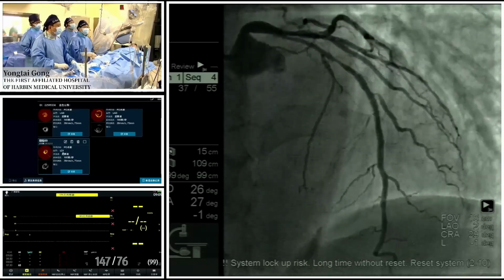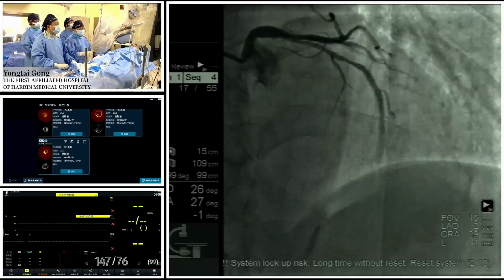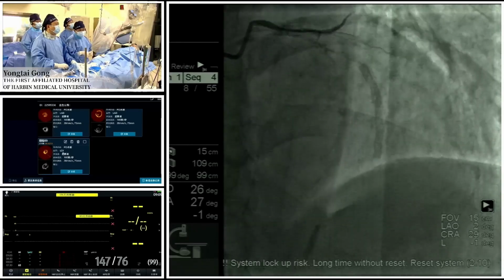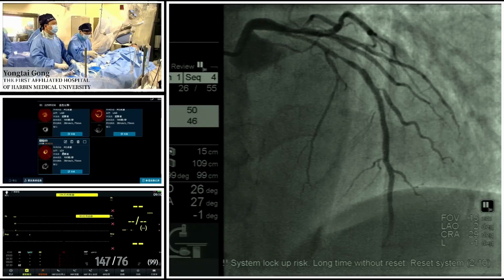Okay, firstly, for this case, we will perform intravascular imaging with an IVUS and OCT integrated imaging system to evaluate the proximal LAD lesion, especially the calcification lesion. And then, based on the imaging result, we will choose the appropriate pre-treatment and stenting strategy and technique.